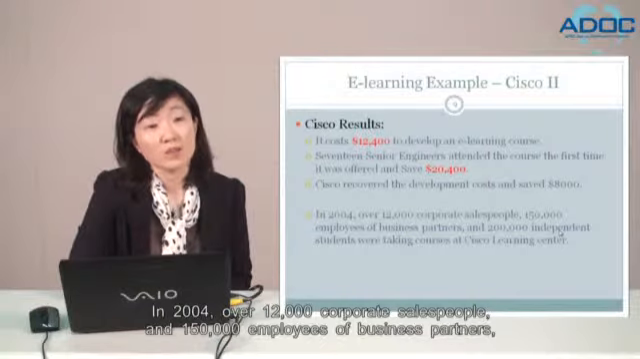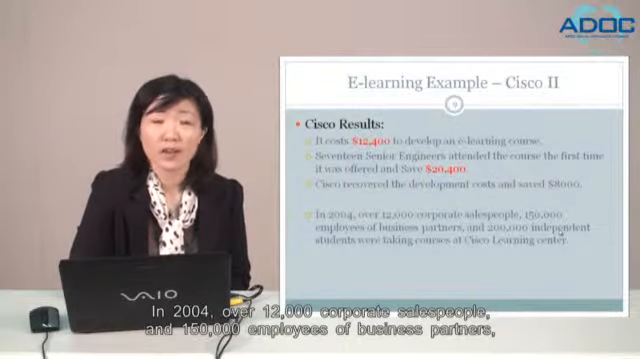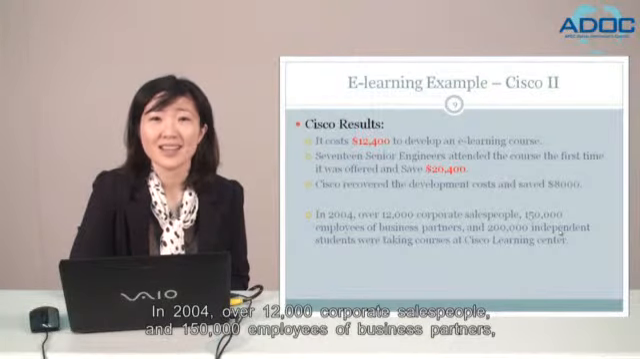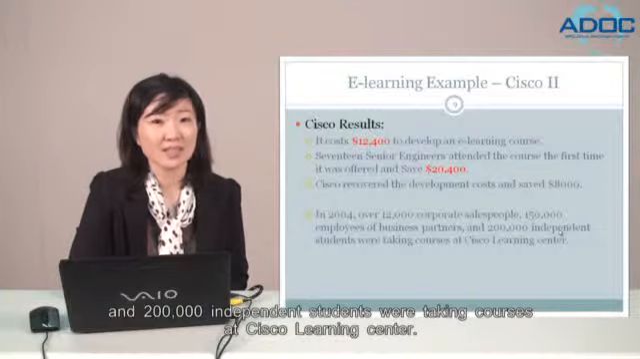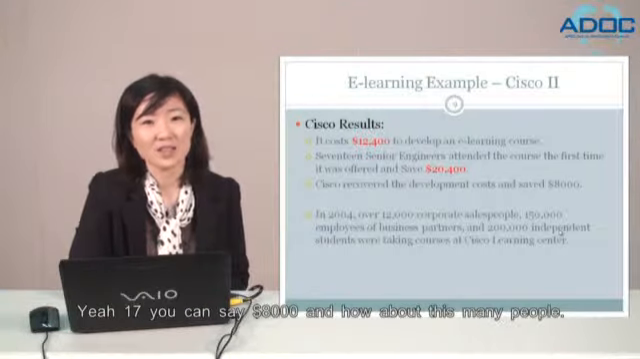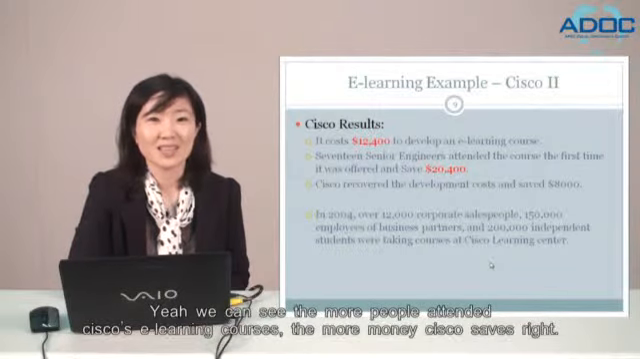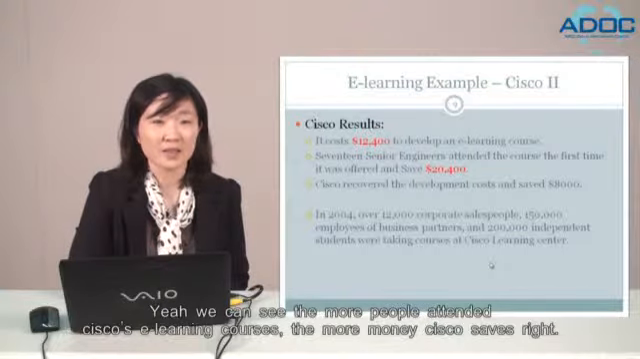In 2004, over 12,000 corporate salespeople, 150,000 employees or business partners, and 200,000 independent students were taking courses at Cisco Learning Center. With 17 people, you can save $8,000. And how about this many people? We can see the more people attended Cisco e-learning courses, the more money Cisco saves, right?